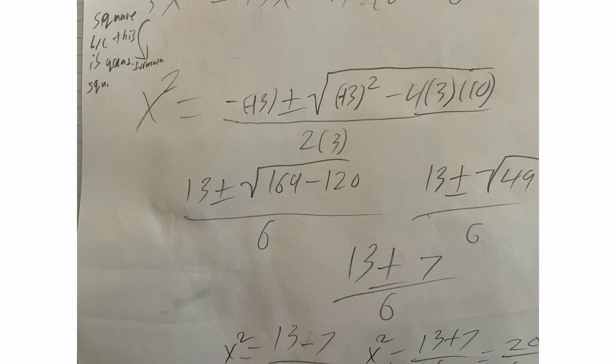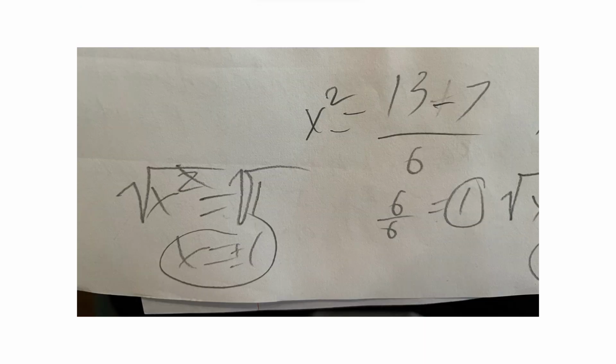That gives us 13 plus minus the square root of 49 over 6, and the square root of 49 is 7. So 13 plus minus 7 over 6. So to find our first root, we're going to do 13 minus 7 over 6, which gives us x squared. And solving through that, 6 over 6 is our answer, and that's equal to 1. So x squared equals 1, and then we can square root both sides to solve for x, giving us x equals plus or minus 1.